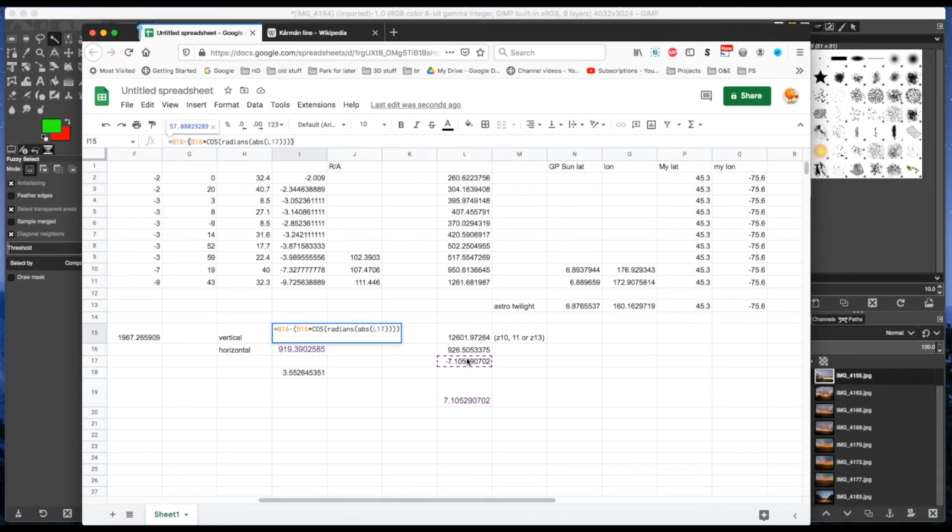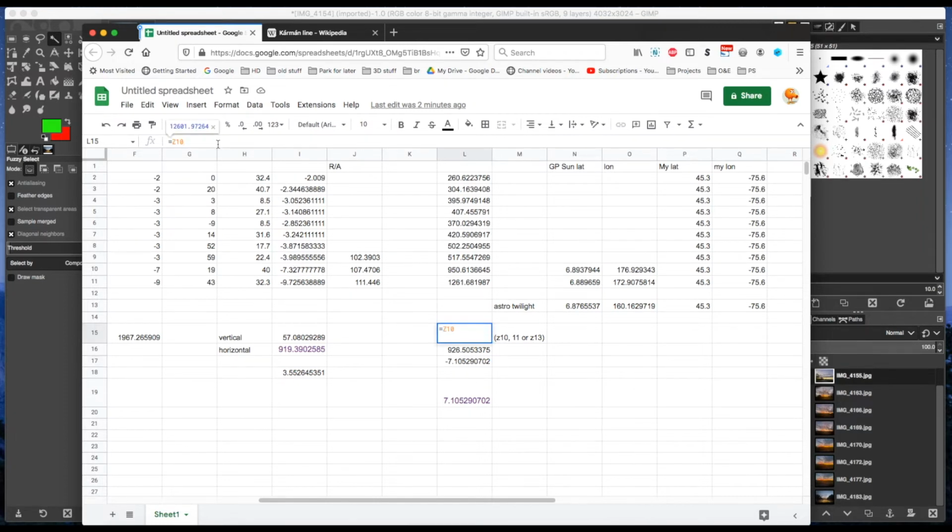I use this angle over here to calculate my vertical component and my horizontal component. This was an extra calculation that I thought I would need, but turns out wasn't necessary. But just as an aside, this number should be about half the angle of this one.